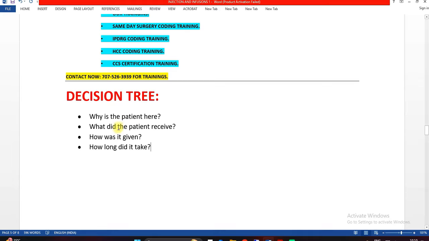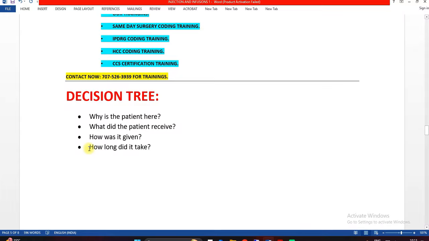Next, what did the patient receive? You need to check in the documentation what the patient received during this encounter, or what service was provided by the physician. That is the second step. Next, you need to check how it was given, whether it is chemotherapy, infusion, injection, IV push, hydration, IM or subcutaneous. So this is basically the approach, how it was given.